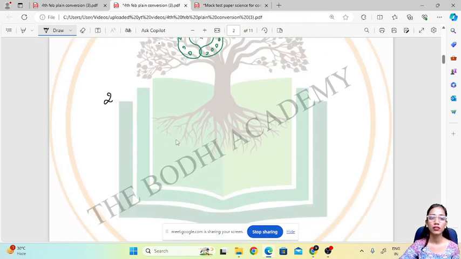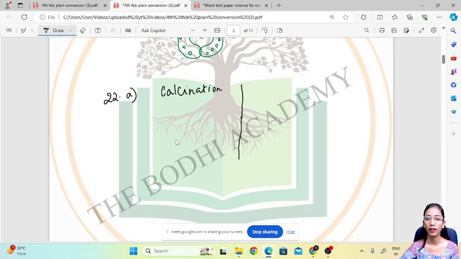Remember that always while writing differences, we have to write them by making a column. The correct method of writing differences is making a column and writing the differences point-wise. If you write it in this way, like calcination on top and roasting at the bottom, it doesn't show the comparison properly, but this is the correct way of writing the differences.